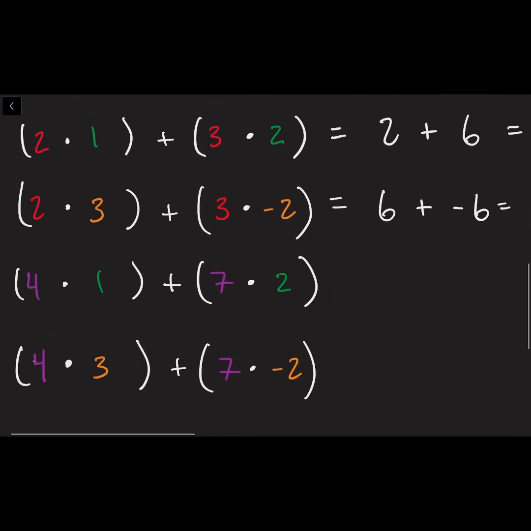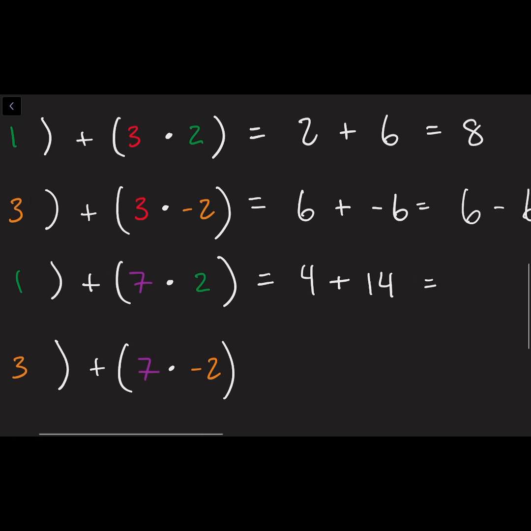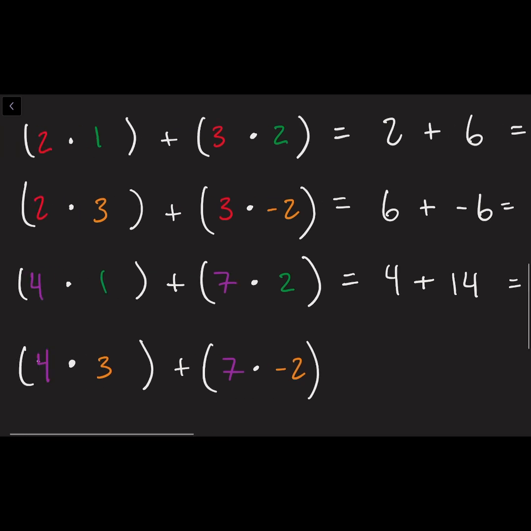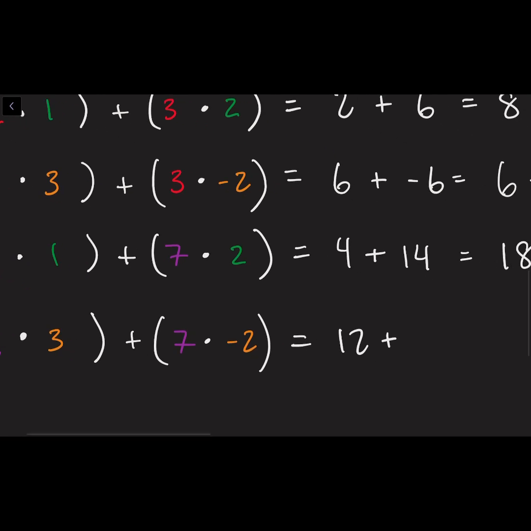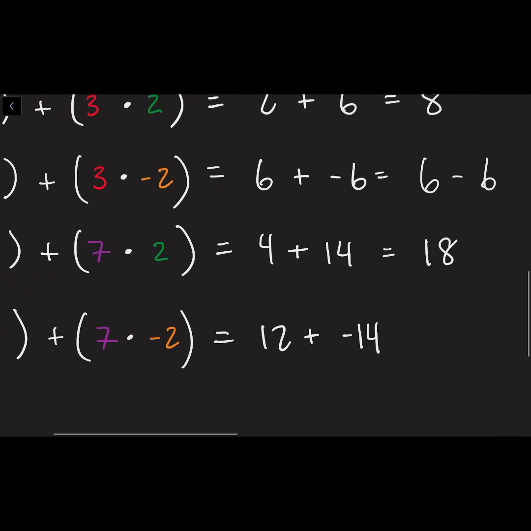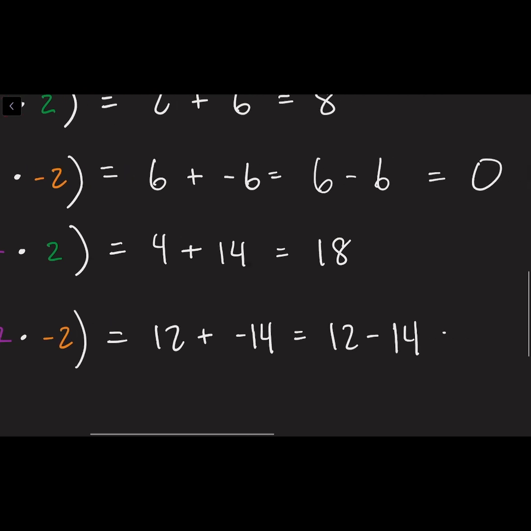And now we move to our third row, first column, second column. We got 4 times 1 is going to give us a 4. Plus 7 times 2 is going to give us 14. So we got 4 plus 14, and y'all already know 18 it is for our final answer. And then last but not least, we got 4 times 3, that's going to give us 12. 12 plus 7 times negative 2, that's going to give us a negative 14, which is going to be 12 minus 14, which is going to give us a final value of negative 2.